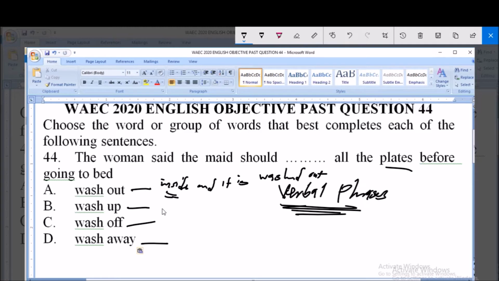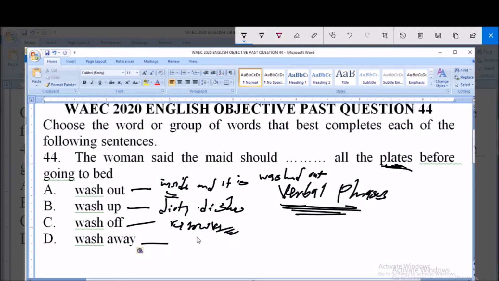Then wash up. When you wash up something, it means that you cleanse it, you remove the dirt from it. And under verbal phrases, it is grammatically correct to wash up dishes. Then wash off means remove. So wash off cannot function with this expression, plate. One cannot say the woman said the maid should wash off all the plates before going to bed, because wash off means remove. So the verbal phrase wash off cannot function in this expression.